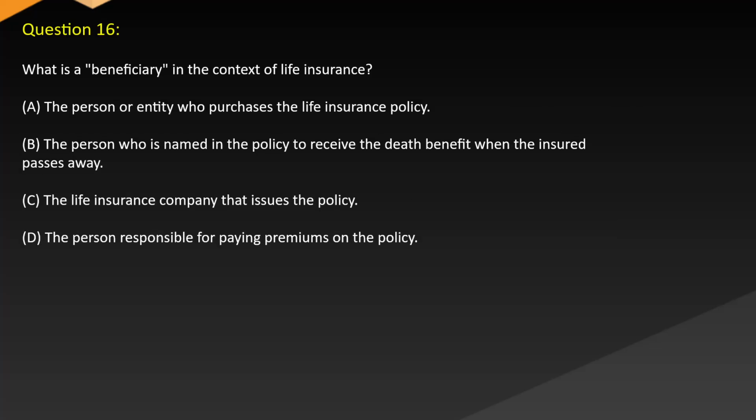Question 16. What is a beneficiary in the context of life insurance? A. The person or entity who purchases the life insurance policy. B. The person who is named in the policy to receive the death benefit when the insured passes away. C. The life insurance company that issues the policy. D. The person responsible for paying premiums on the policy.